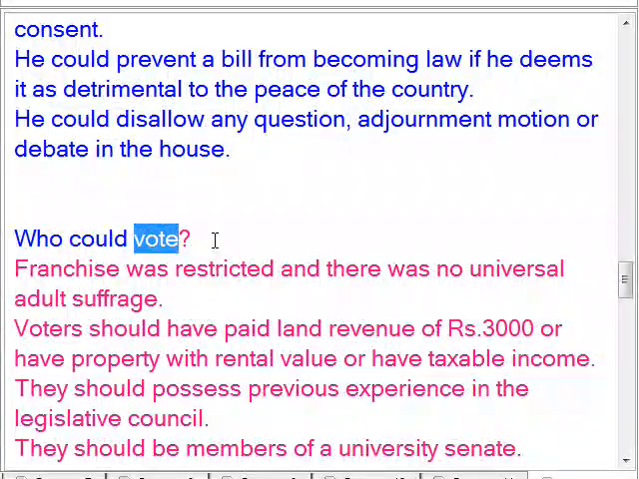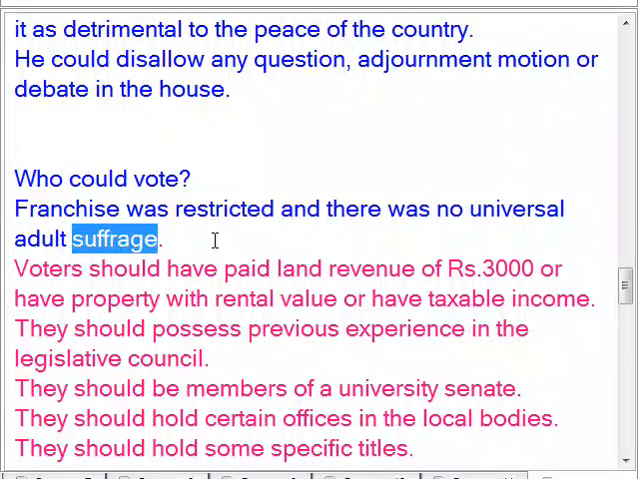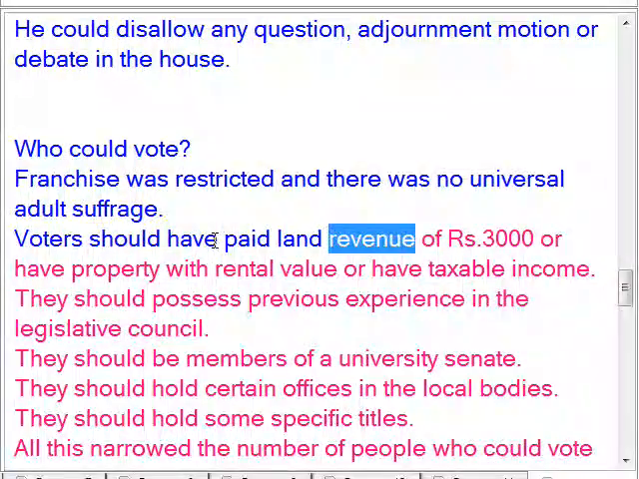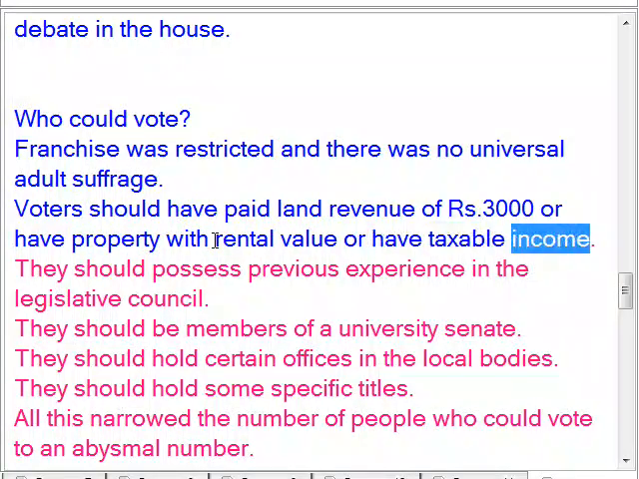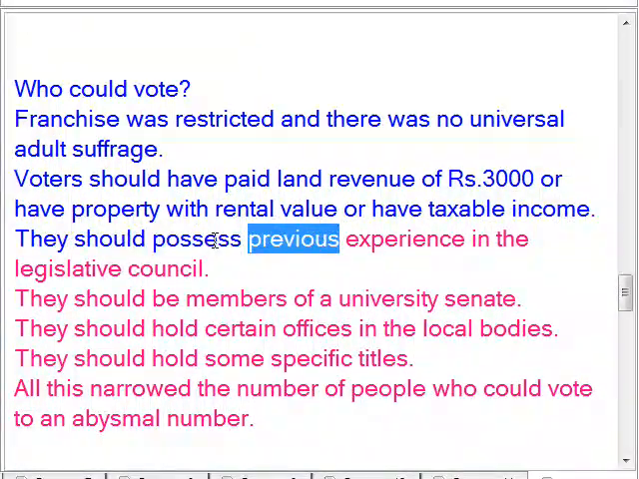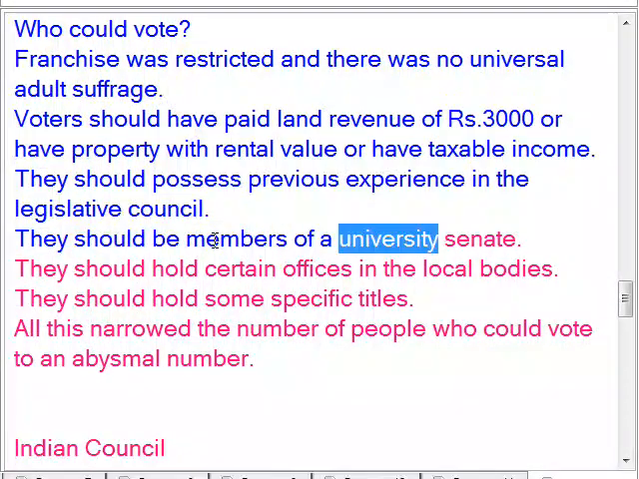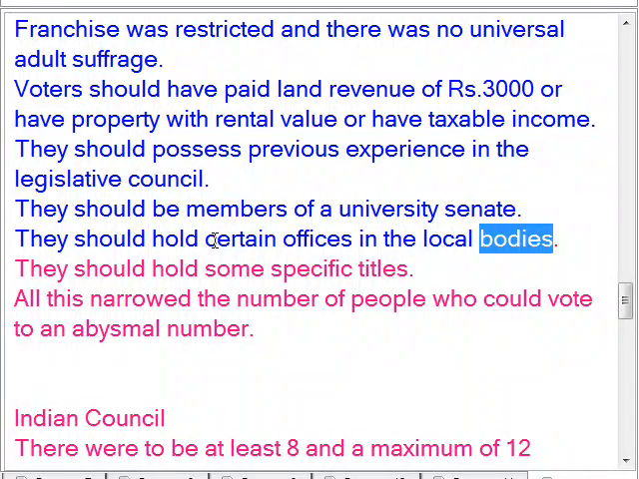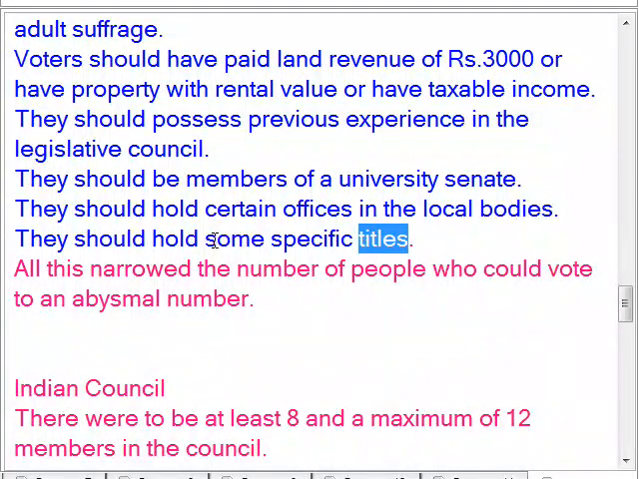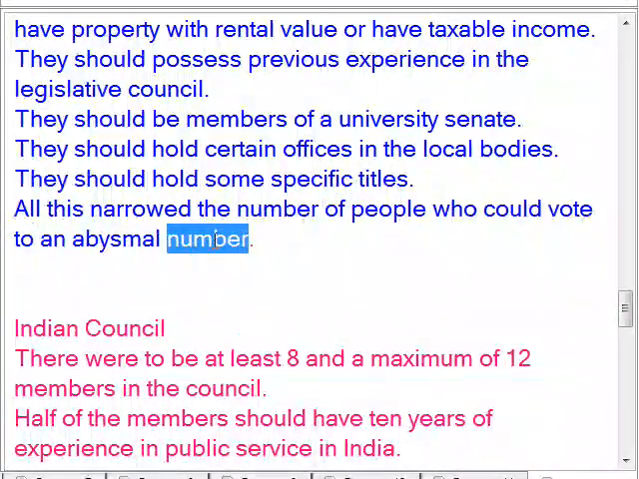Who could vote? Franchise was restricted and there was no universal adult suffrage. Voters should have paid land revenue of Rs.3,000 or have property with rental value or have taxable income. They should possess previous experience in the Legislative Council, be members of a university senate, hold certain offices in the local bodies, or hold some specific titles. All this narrowed the number of people who could vote to an abysmal number.